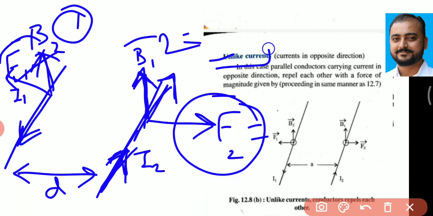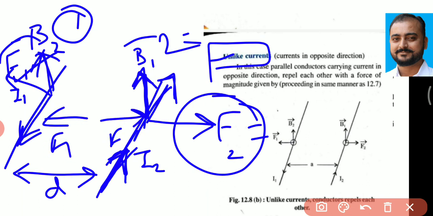This is the unlike current traveling in the opposite direction, and in that case the F1 and F2 are directed in opposite sides. And so there is repulsion between the two parallel conductors carrying a current in the opposite direction. Understood what I say? It's a simple case.